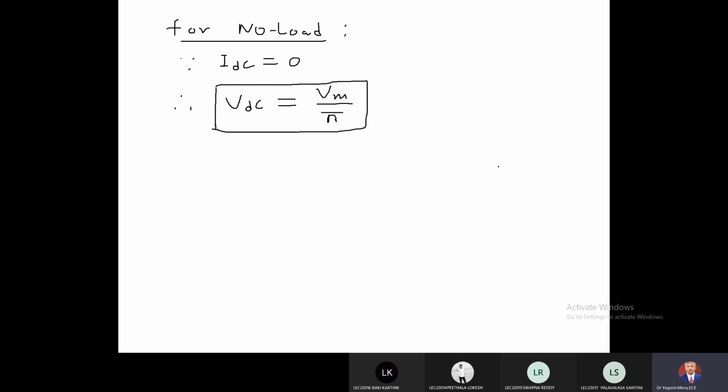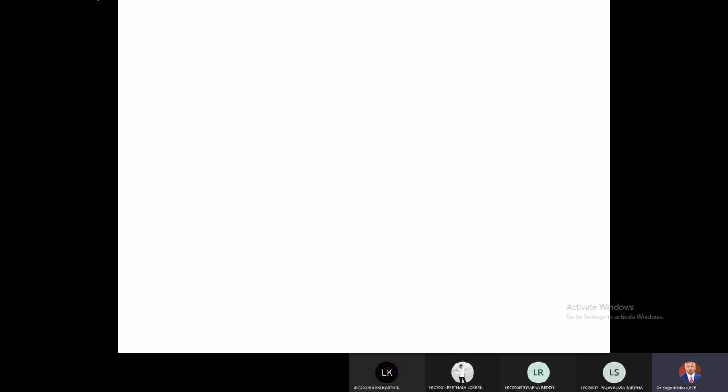So I will take here one simple example, one simple numerical. Suppose we are having one half wave rectifier.